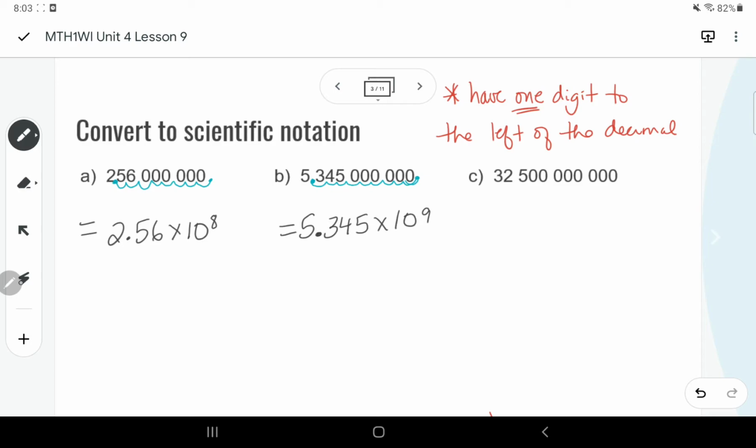So each time you're really just looking at the exponent that you would have to put on 10, how many times you would have to multiply this decimal or this smaller number by 10 to get to the big number that you started with.